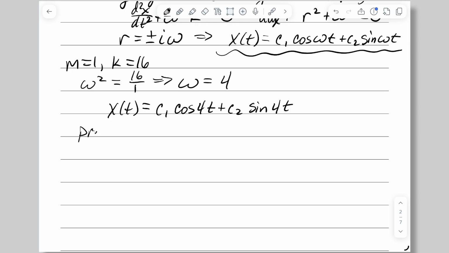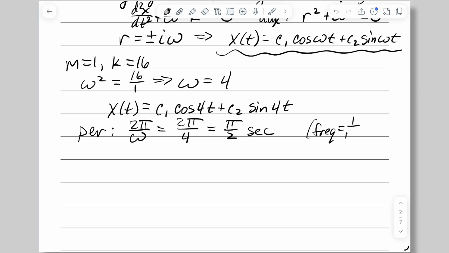You may remember from graphing trigonometric functions that the period is, for a sine and cosine, 2 pi over omega, omega being the coefficient of the variable inside the trig function. And so in this case, it's 2 pi over 4 or pi over 2, and the period's going to be in seconds. If you ever need it, the frequency is 1 over the period. And so in this case, it would be 2 over pi. And the frequency is in hertz. It's cycles per second.